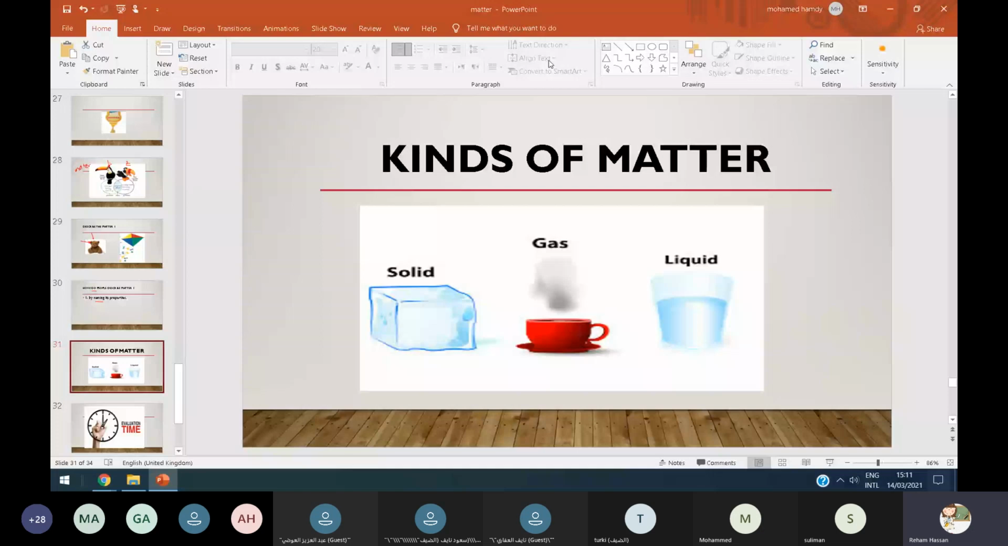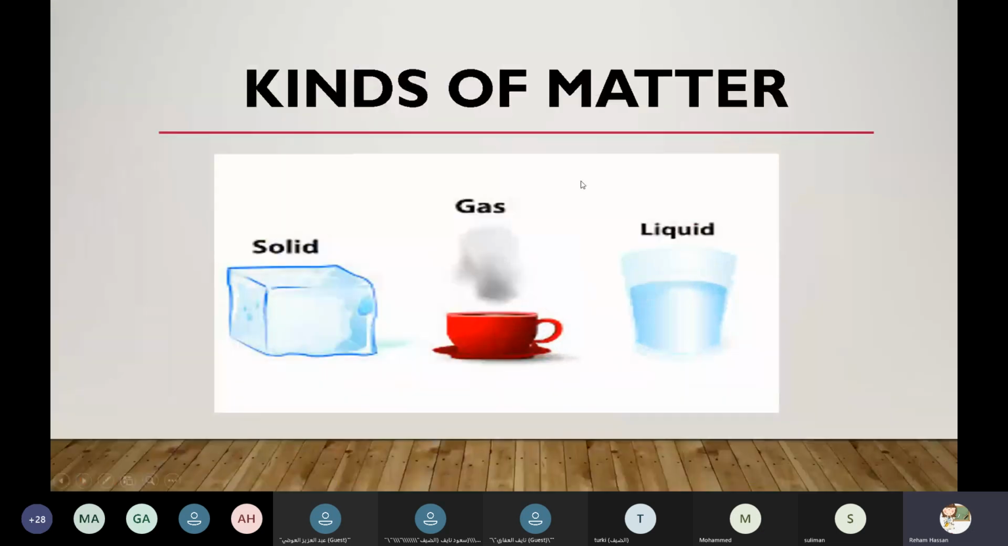And what about the kinds of matter? We have 3 kinds of matter: solid, gas, and liquid. Solid, gas, and liquid. Yes, Jabir? How many kinds of matter, Jabir?